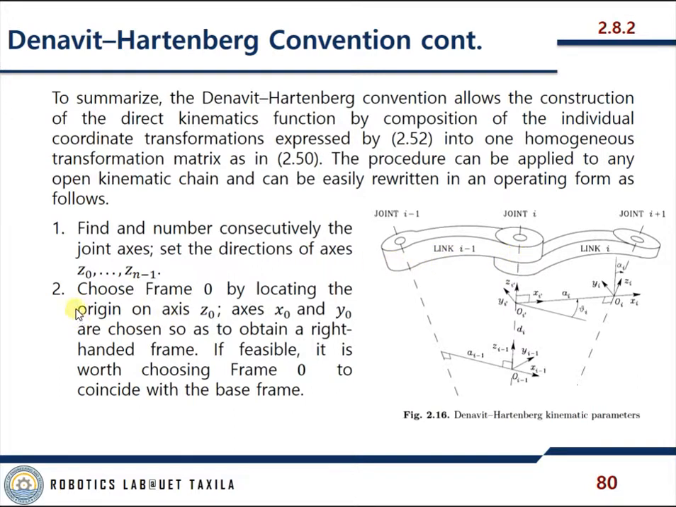Choose frame 0 by locating the origin on axis z0, and axes x0 and y0 are chosen so as to obtain a right-handed frame. So this should be the right-handed frame, and if feasible, it is worth choosing frame 0 to coincide with the base frame. So if this is feasible, you just choose it with reference to the base frame. Sometimes the structure is quite odd. It's at some angle and some length with respect to the base frame. So sometimes it is not visible, but if it is visible, it always makes things easier.